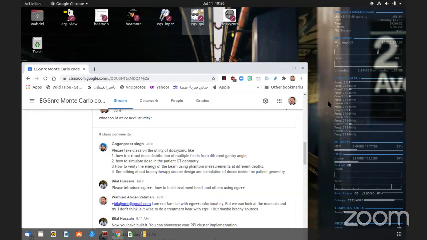That's why, if I want to use phase space files, it does not make sense to produce the phase space file at 100. It's wrong. You produce it at 70 centimeters, and you use that phase space file to track in the patient. Then you can play with the position of the isocenter in the patient. That's why you do it at 70.